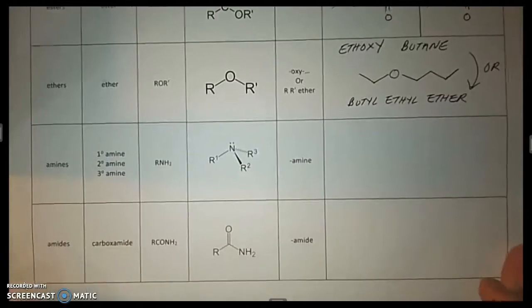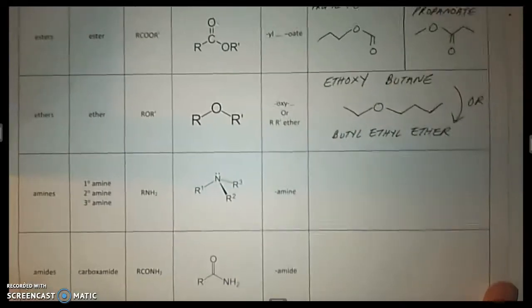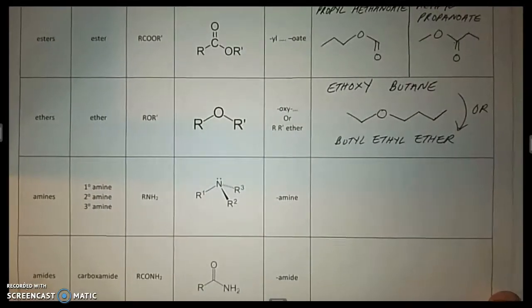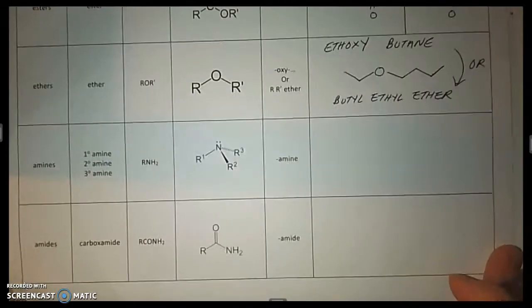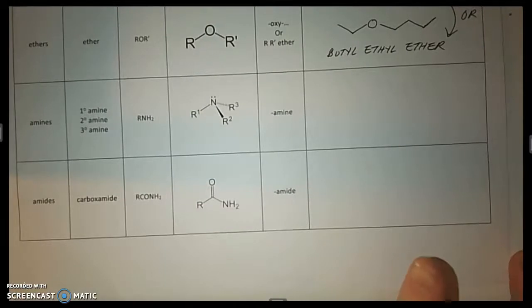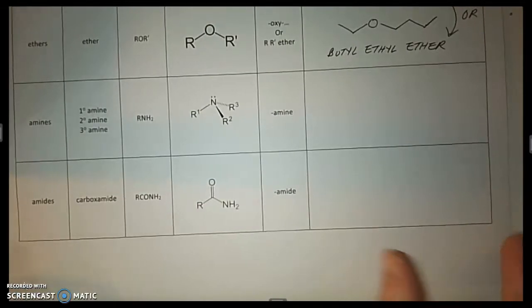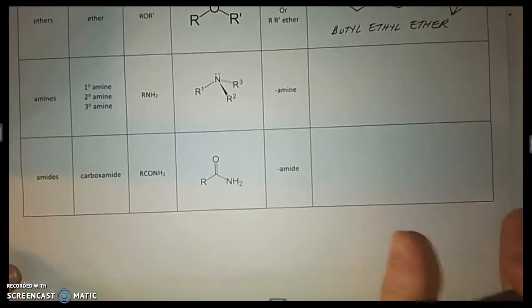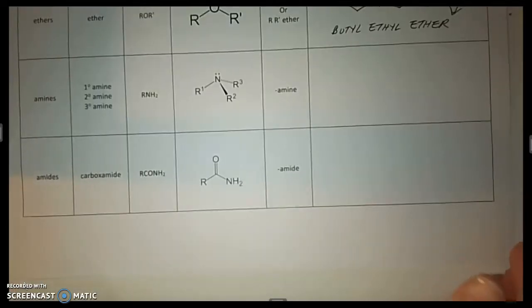Okay, so that kind of exhausts the functional groups with oxygen that we are going to cover. And then we're going to talk about 2 different types of functional groups with nitrogen in them. Starting with amines, which are derived from ammonia. Amines have a nitrogen in them, and nitrogen, we know it to be an atom that can make 3 bonds.